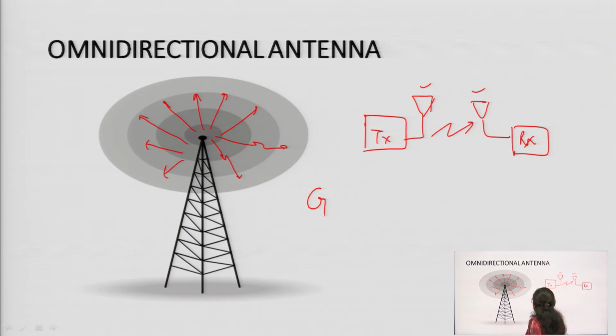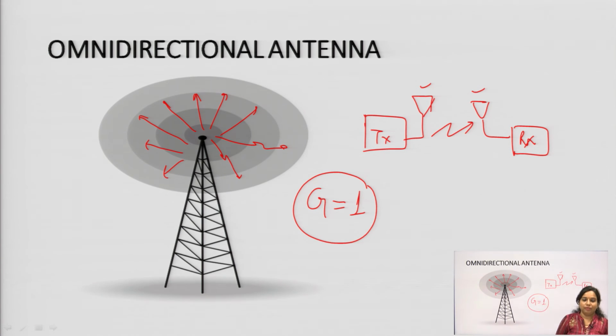The gain of this omnidirectional antenna is equal to 1. You can find out the directivity using this gain also. There are some formulas related to the antenna, by which you can find the directivity, and in which direction the strength of the signal is large. The gain of the omnidirectional antenna is 1. It is always described in the unit decibel.